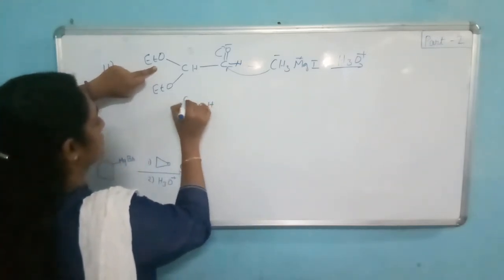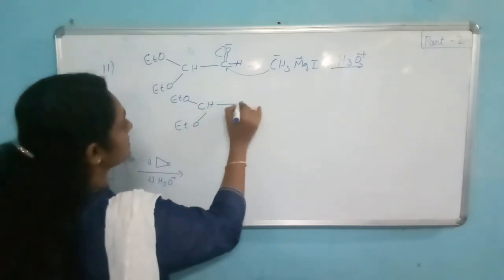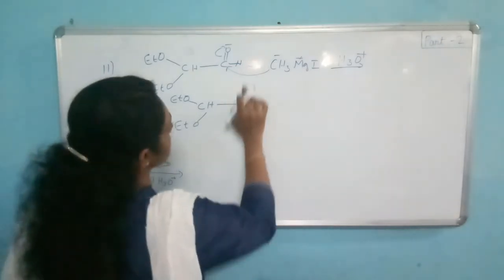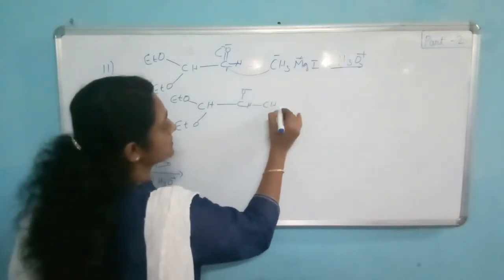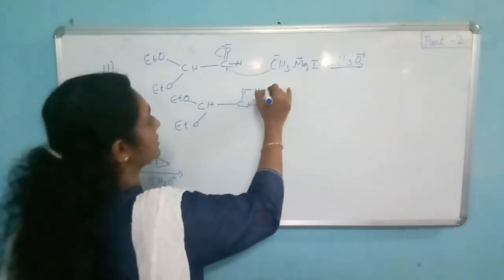CH(OEt)... CHO minus, and to this carbon CH3 comes, and to the minus side we get MgI.